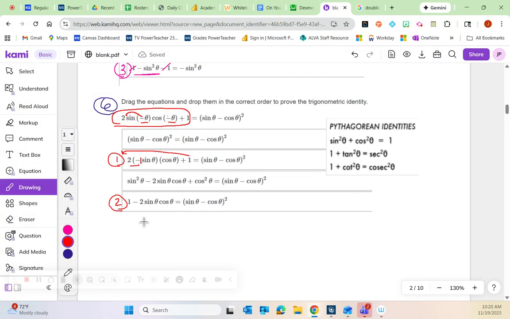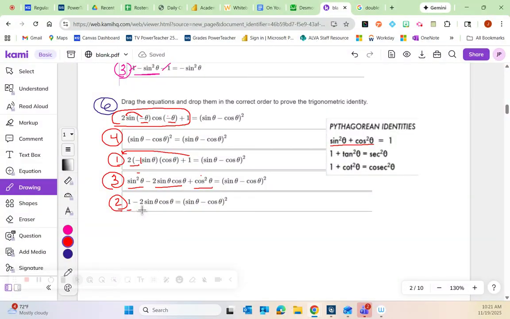The third step, well, our last step is going to be this one. That's kind of a given because both sides are going to be equal. Our third step is going to come after step 2, and that is going to be that sine squared plus cosine squared, that's one of our Pythagorean identities. Sine squared plus cosine squared equals 1. So we can take this plus this and turn it into 1 and then keep this. And then it gets us to our next step.